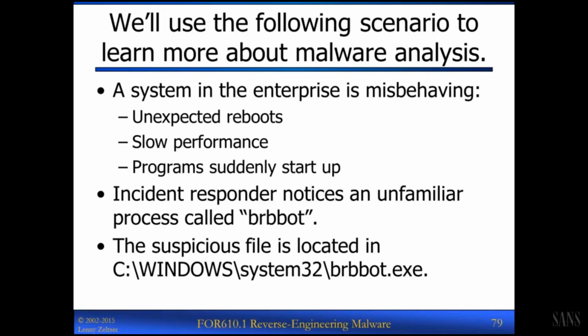So it's very slow. It also appears to be rebooting fairly frequently. Random programs appear to be starting up that he can't seem to close, and every 30 seconds to a minute, for whatever reason, new programs are launching. And in looking at the task list, he sees a BRB bot process running, which he doesn't recognize, and in communicating this to us, we certainly don't recognize it either.